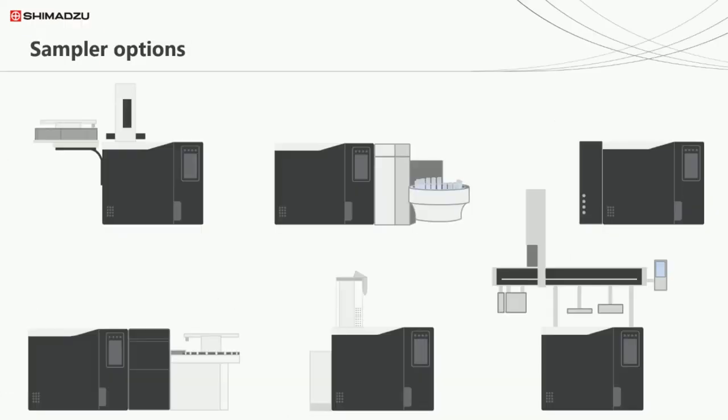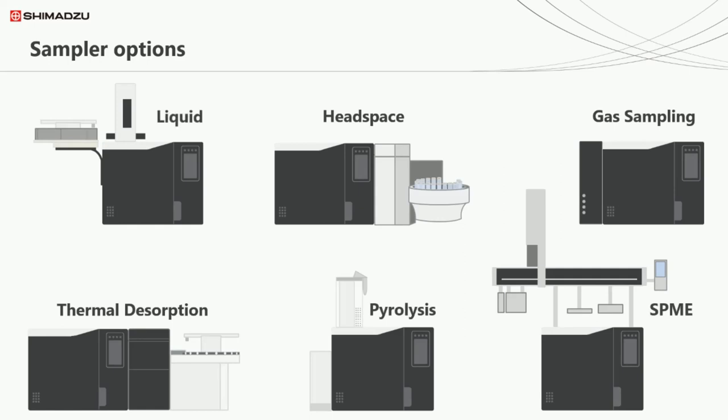Remember that there are a number of ways to introduce a sample into the GC system. As well as liquid injection, we can use headspace or SPME to help with difficult matrices in both liquid and solid samples. Gas sampling valves offer excellent reproducibility for gas mixtures. And pyrolysis is ideal for high boiling components and polymers. Thermal desorption is a highly flexible technique with a wide range of applications.